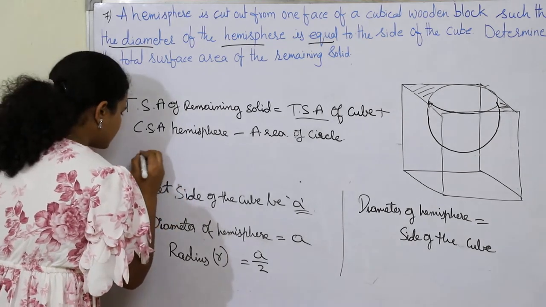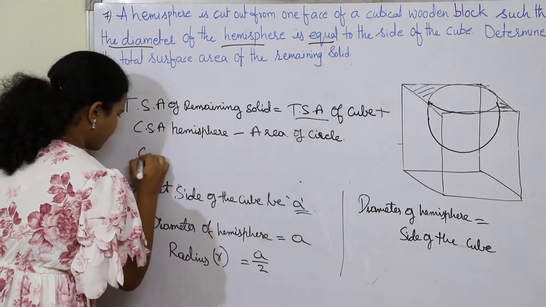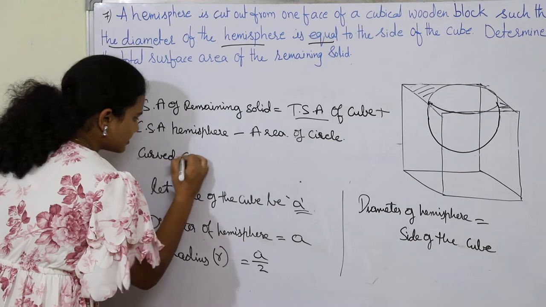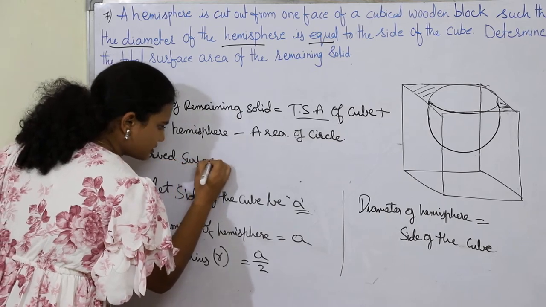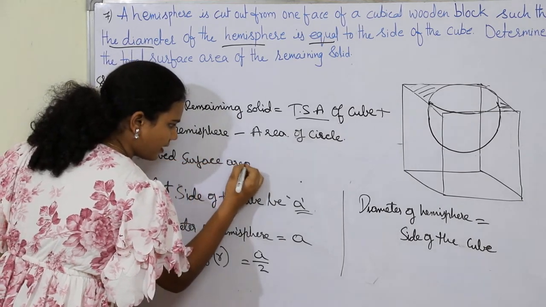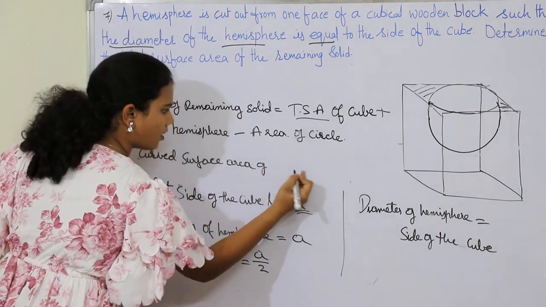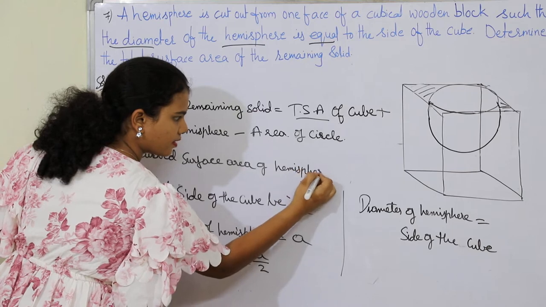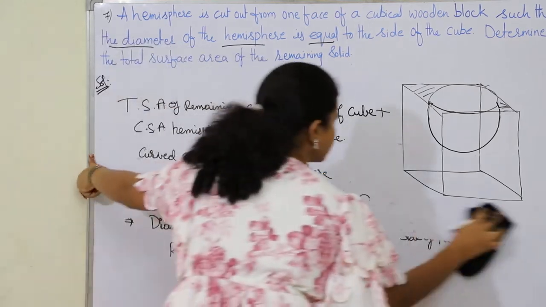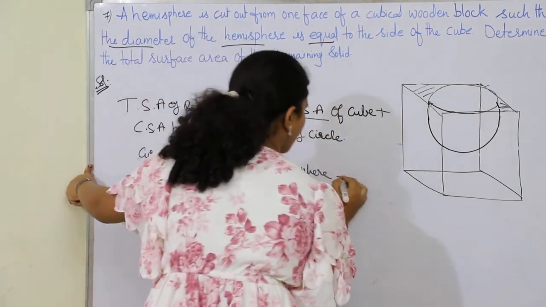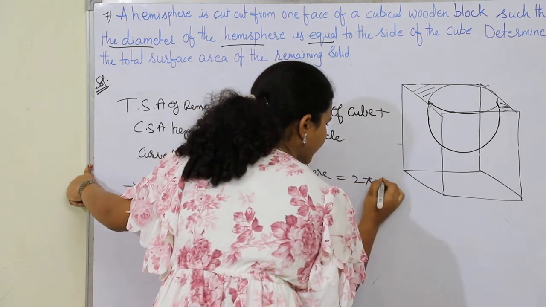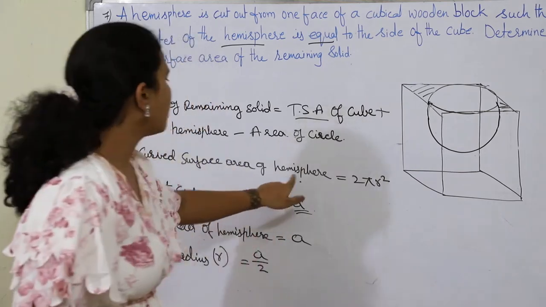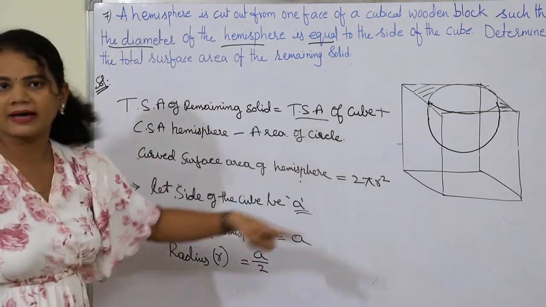Okay. So, curved surface area of hemisphere. The curved surface area of hemisphere formula will be 2 pi r square, guys. Okay, so curved surface area of hemisphere is equal to 2 pi r square.